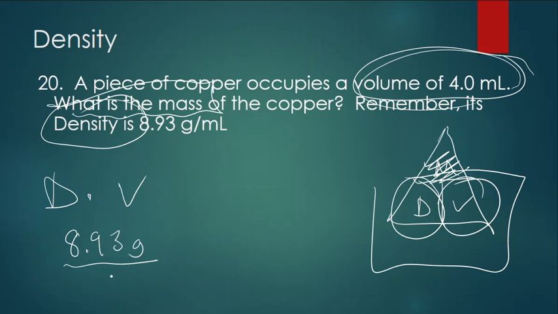Per. What is volume? What do we do with our units? Keep them or cross them out? What is 8.93 times 4.0?